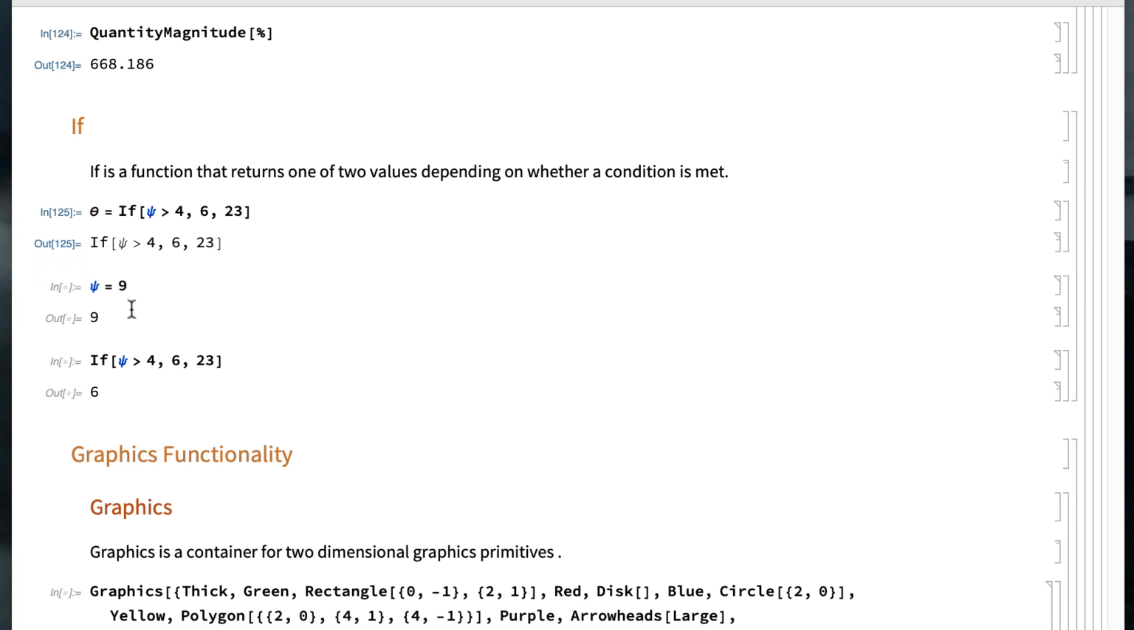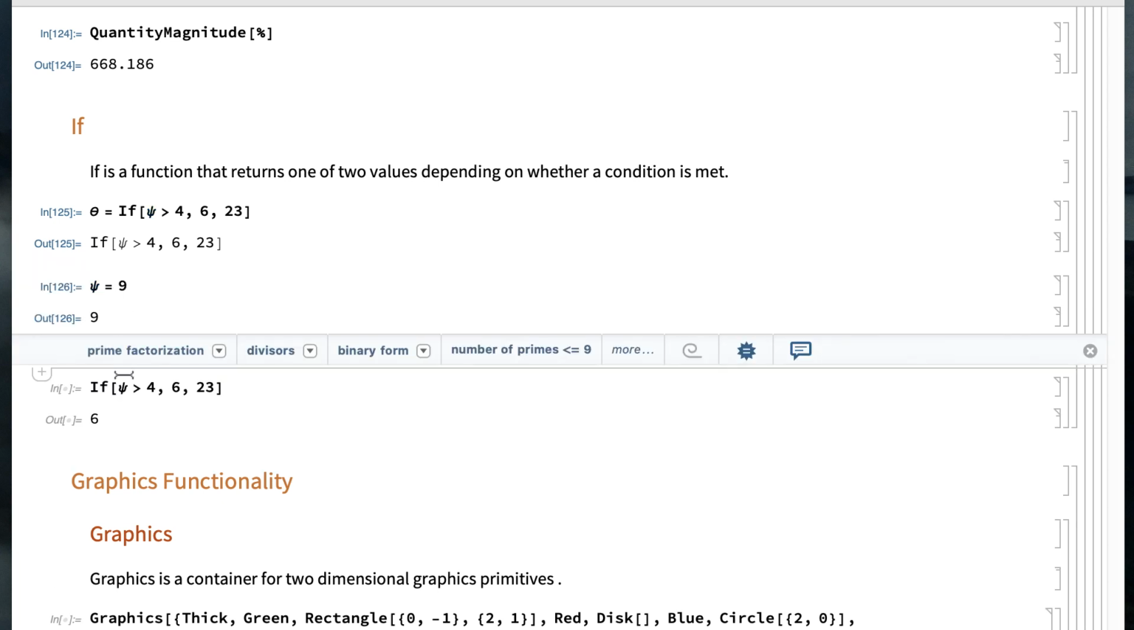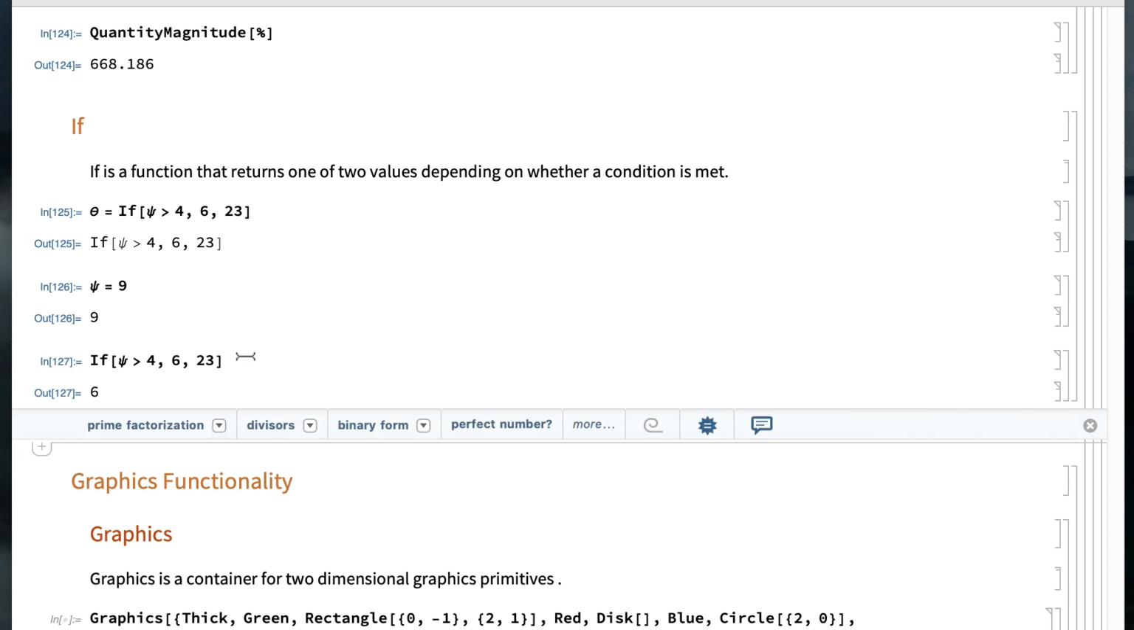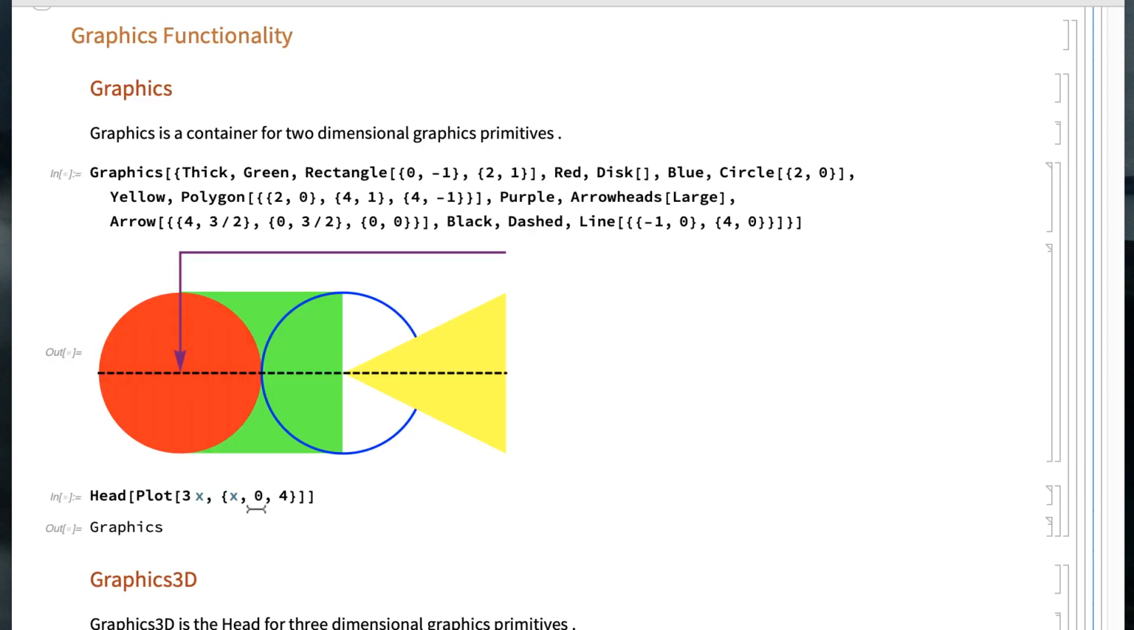So now I'll tell it, hey, psi is 9. And now, if I evaluate this function, it's going to say, ooh, I know 9 is greater than 4, therefore I will return 6. Okay, let's stop here for just a moment.